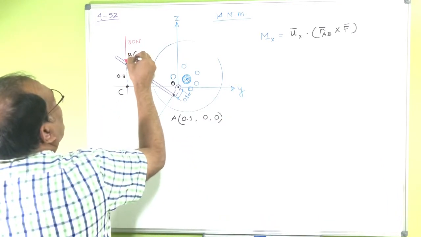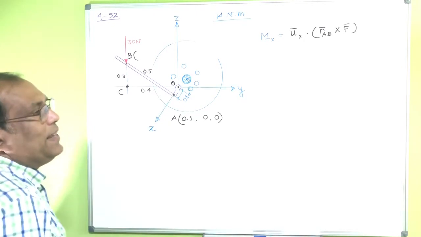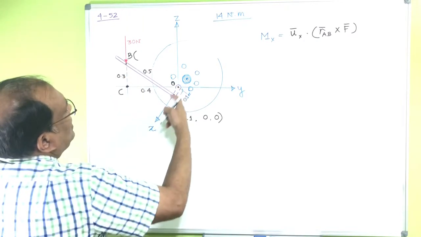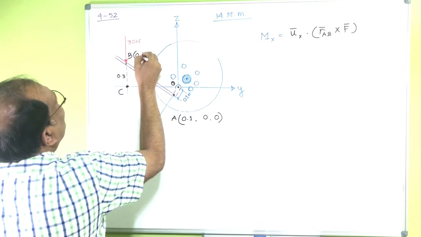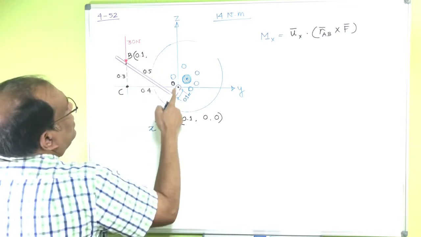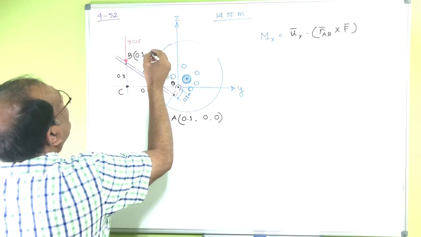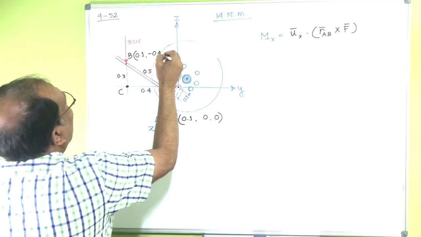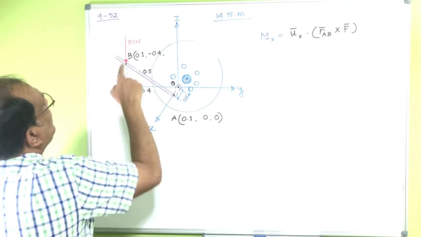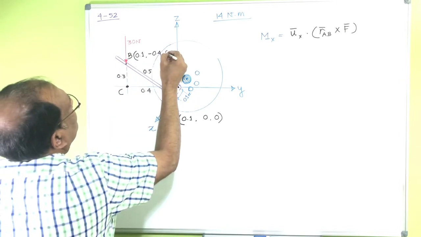Similarly, if I write that one here, this one is at the same x, which is 0.1, the y is negative 0.4, and the z is from here to here, so 0.3 meter.